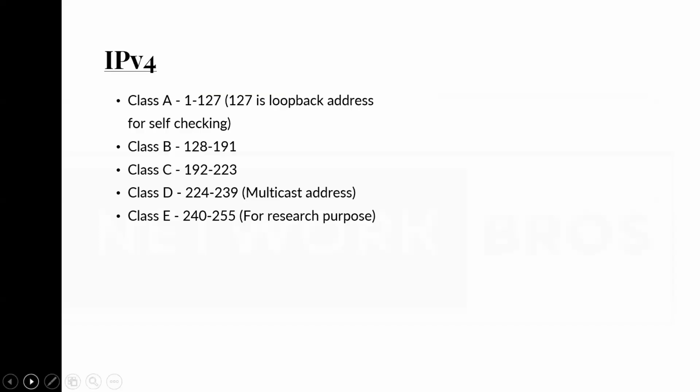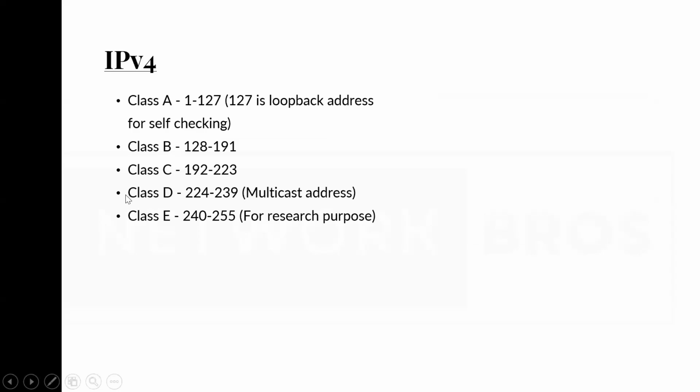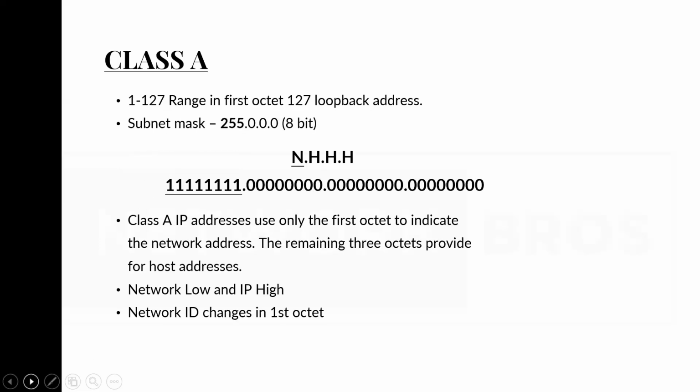Just don't worry about this 127 loopback address, I'll tell you about it. Let's see what it means. The class D is the multicast address. For now, I'll tell you later what the use of a multicast address is, but just focus on A, B, and C. And the loopback address I'll tell you in the upcoming slides.